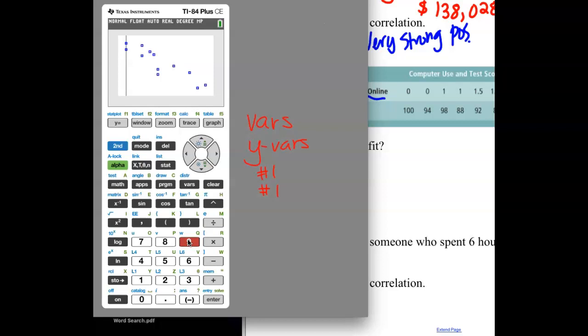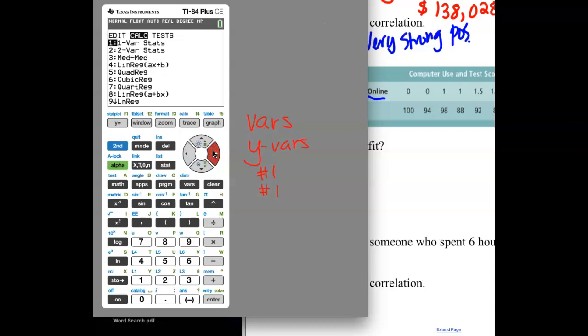All right, to calculate our line, we're going to do stat, over to calculate, choose number 4. I'm going to go through this store process because I want you to see what that does. If we do vars over to y variables, enter, enter, and now calculate.